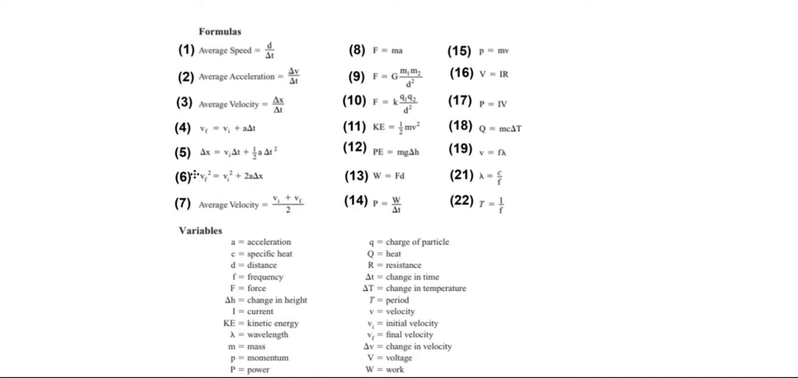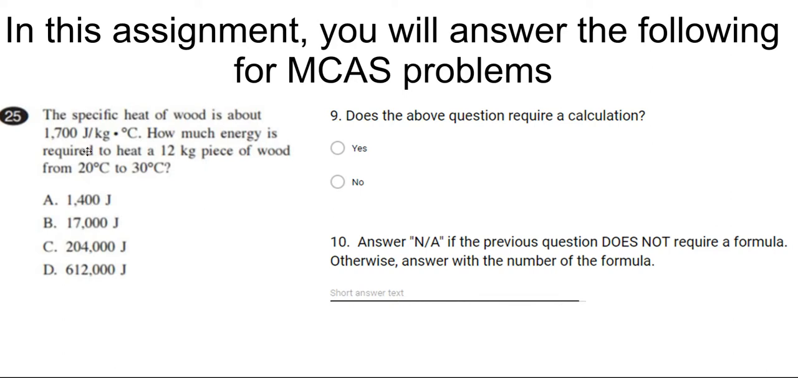Now, in this assignment, you'll be seeing this repeatedly. What I've done here is I've numbered the formulas, okay? 1 through 22. You can have this here too. Now, here's what you're going to see. You'll have an MCAS question. You've got to answer this: does this question require a calculation? I'm sure you answer yes here.